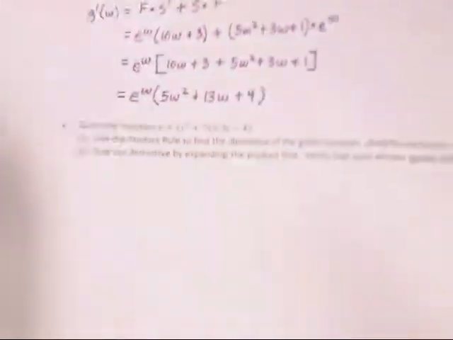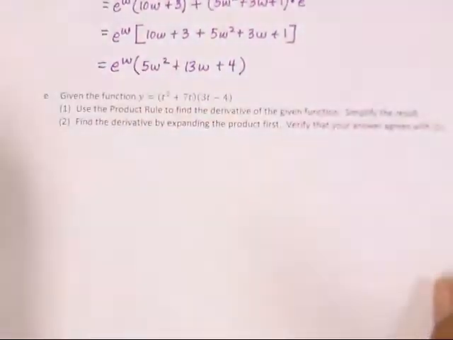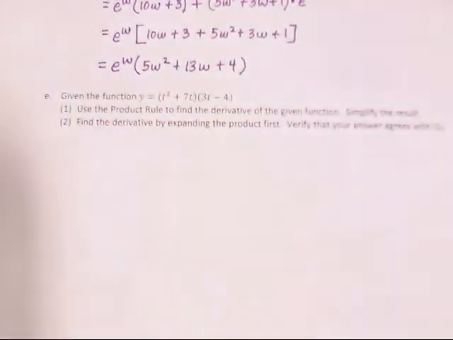All right, next here you're given the function y is equal to t squared plus 7t times 3t minus 4. We're going to do two things. Use the product rule to find the derivative of the given function and simplify the results. And then number two, you're going to find the derivative by expanding the product first, and then verify that your answer agrees with number one.